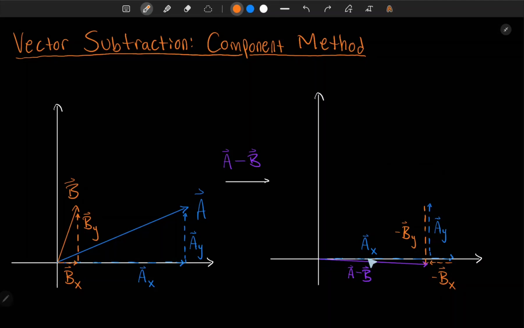So this dotted blue line is still as it was before, but now bx points in the left direction, so we lose some length. Similarly, for the y direction, we keep ay where it is, but for by, we move by here up to the tip of ay, but we put it in the opposite direction, so it subtracts some length. And because by is greater in length than ay, we actually point below the x-axis.